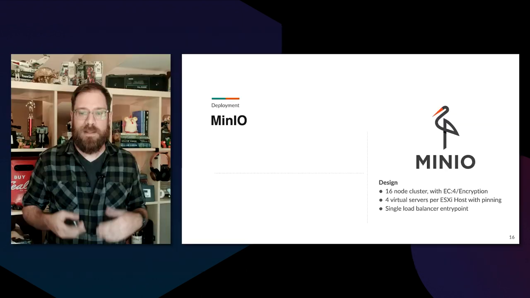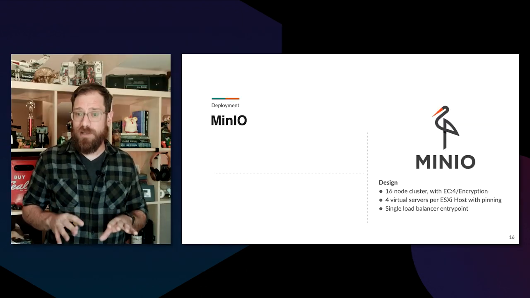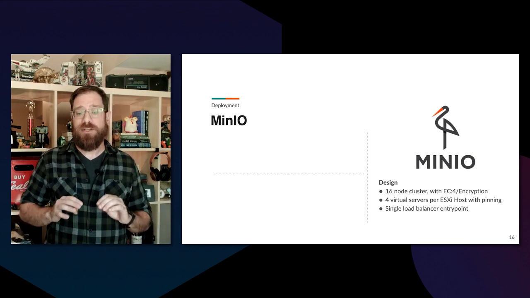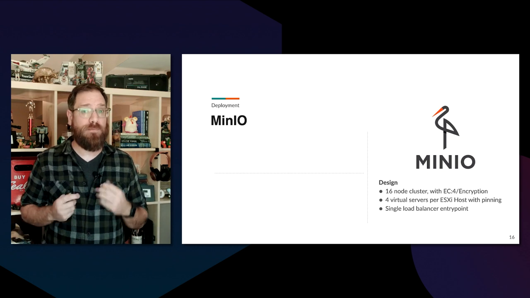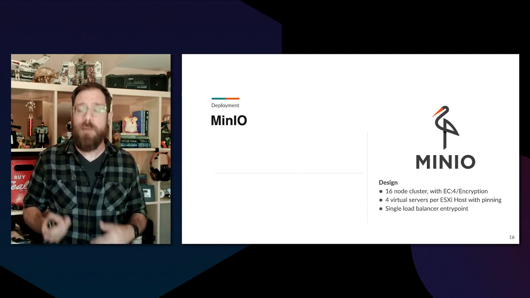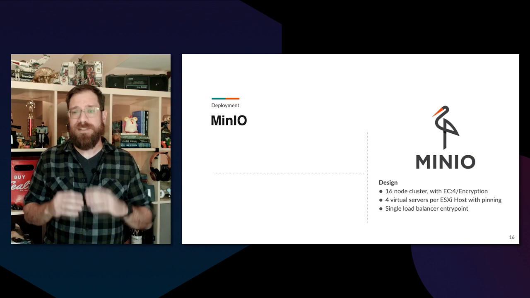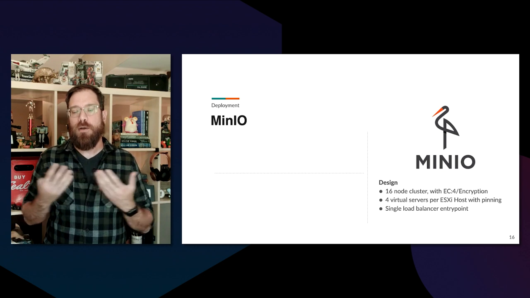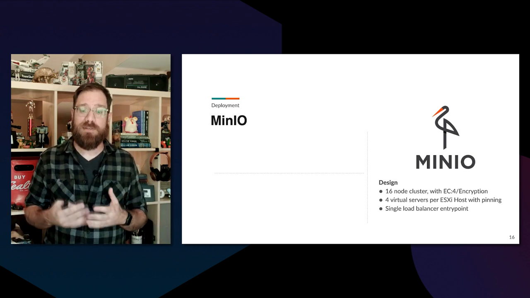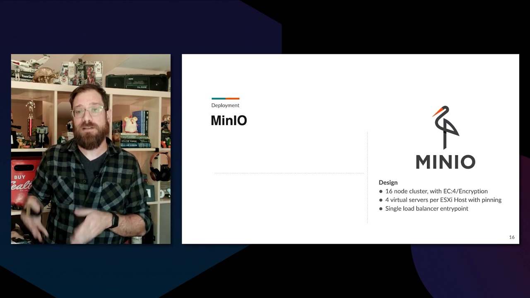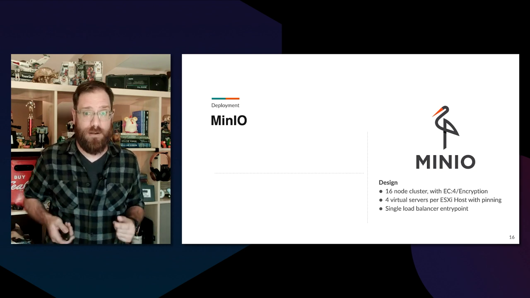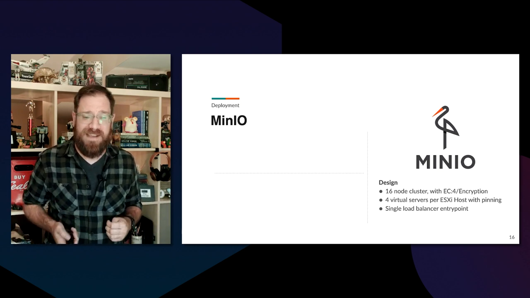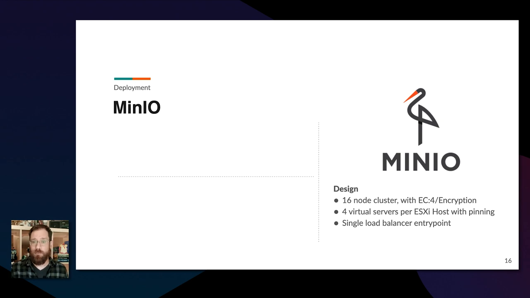Pretty cool. Let's look at Minio. This is a little more complex. We're going to be doing 16 nodes in our cluster. That's going to enable erasure coding 4, which means that we can lose up to 4 nodes before we have a service interruption. And we're also going to have encryption. Now, to keep everything from all residing on one server, we're going to use host pinning, which is a technology that will allow us to limit 4 of those nodes to a single piece of hardware, a single ESXi host. And in that way, we guarantee the spread of those 16 nodes across our infrastructure. We're going to have a single entry point with a load balancer.